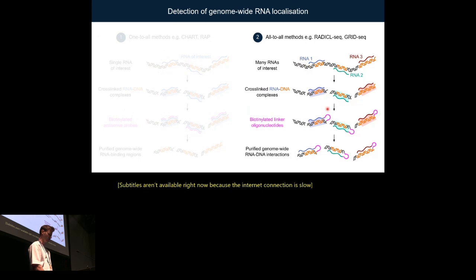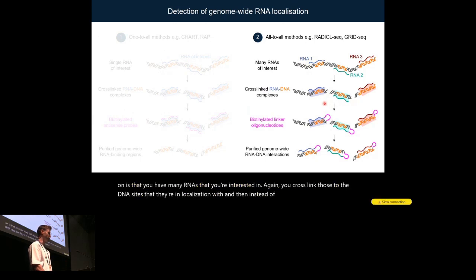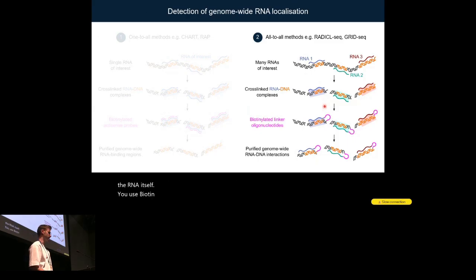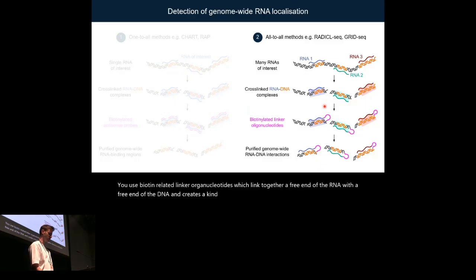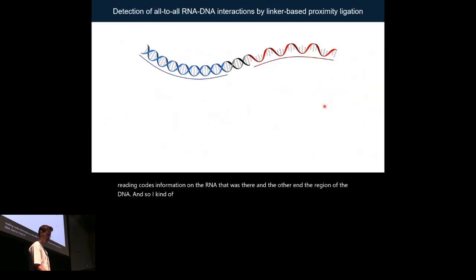And then instead of using antisense oligos against the RNA itself, you use biotinylated linker oligonucleotides, which link together a free end of the RNA with a free end of the DNA, and create a kind of chimeric sequencing read where one end of that read encodes information on the RNA that was there, and the other end, the region of the DNA.